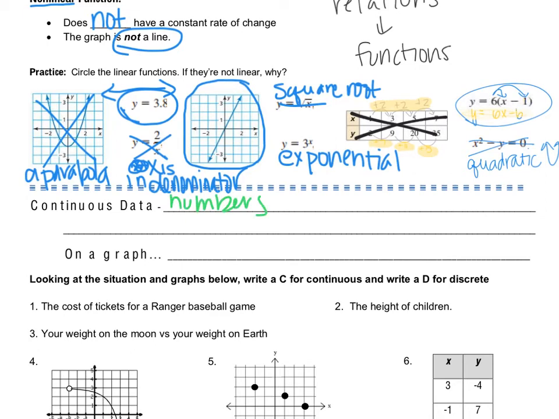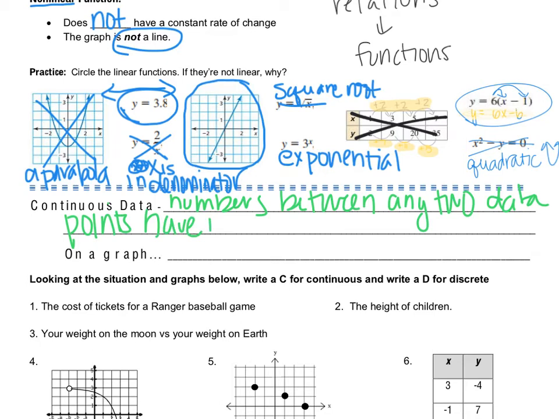between any two data points have meaning. So it's where the numbers in the middle, some numbers in the middle matter.